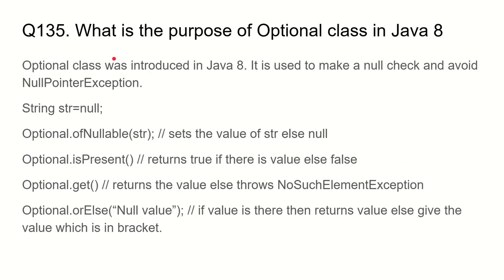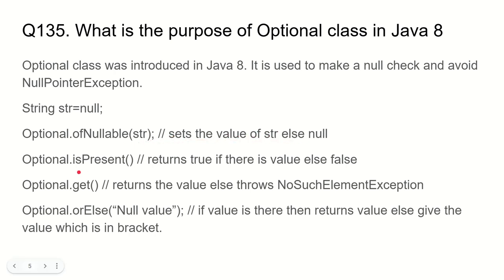Next, an important question with respect to Java 8 is what is the purpose of the Optional class in Java 8? The Optional class was introduced in Java 8. It is used to make a null check and avoid NullPointerException. This is the most important use case of it. So for example, we have one string here which is null. Now Optional.ofNullable of the string value sets the value of the string, else it sets it as null.